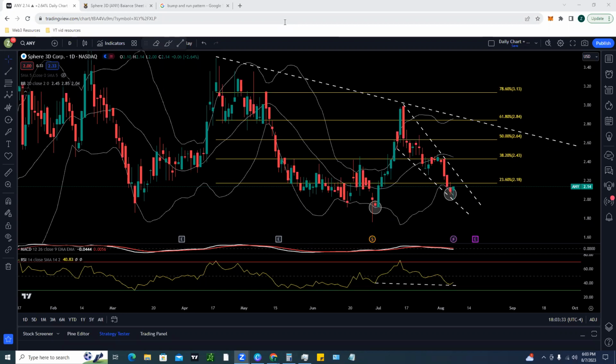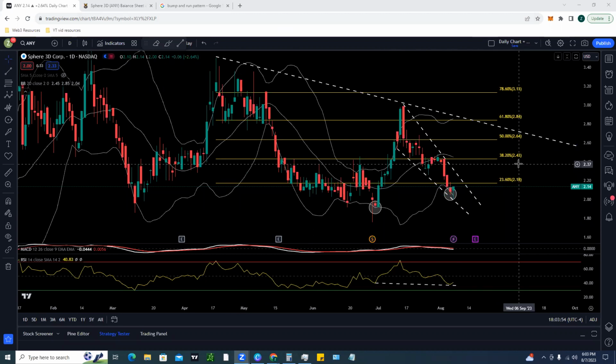We have to talk about Sphere 3D. This is ticker symbol ANY. Let's just call it ticker symbol any. And we have two bullish chart patterns: a falling wedge and an inverse bump and run pattern. We're trading outside of the Bollinger Bands today and starting to see a rebound in. And we also have hidden bullish divergence. So there's a lot of bullish things setting up.